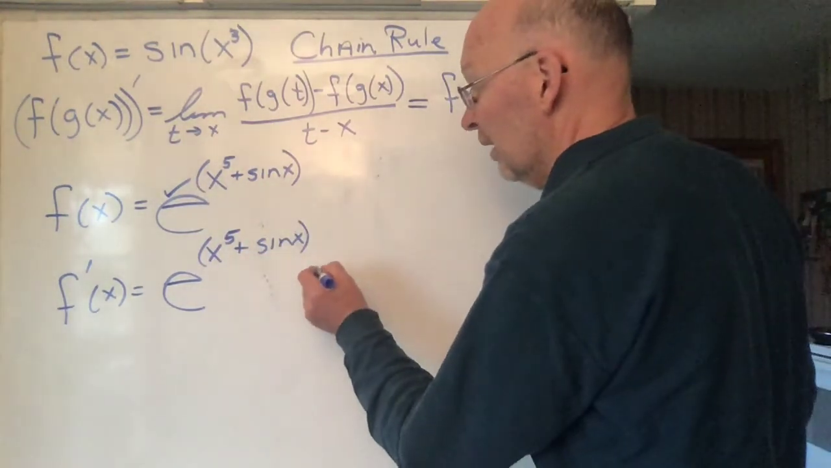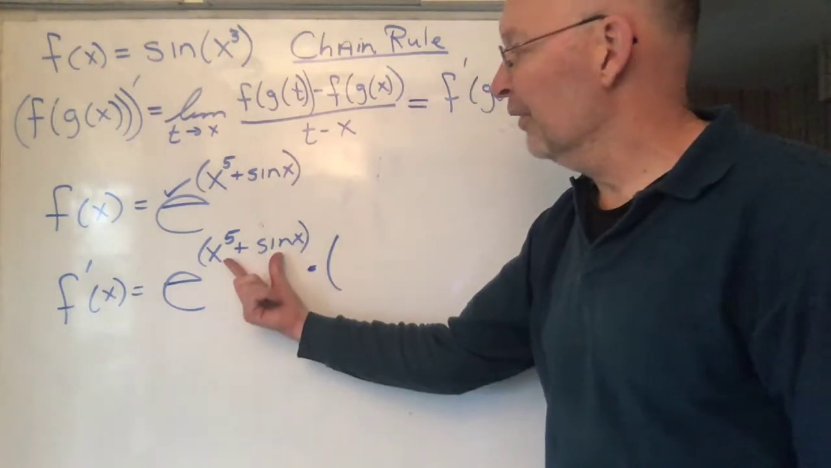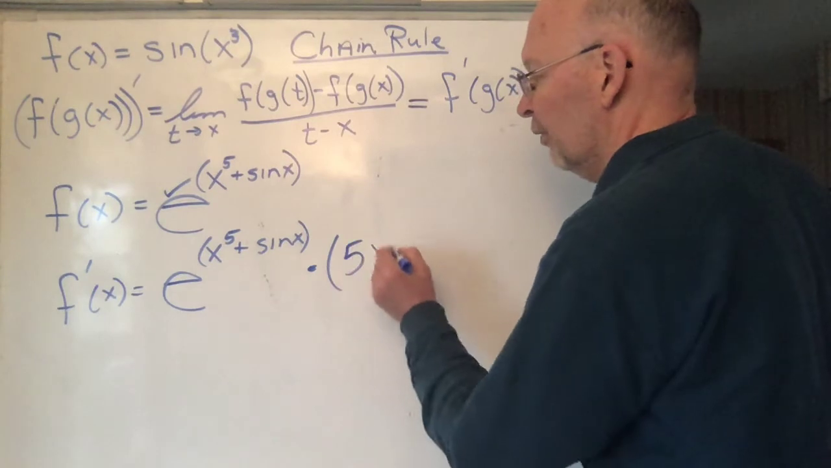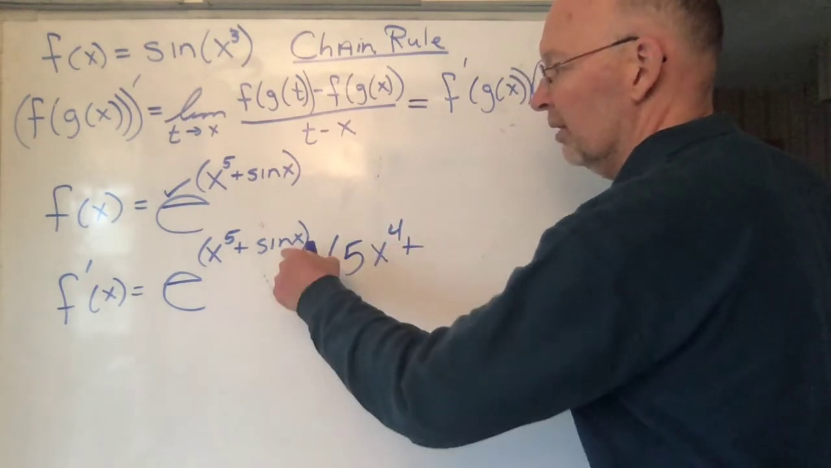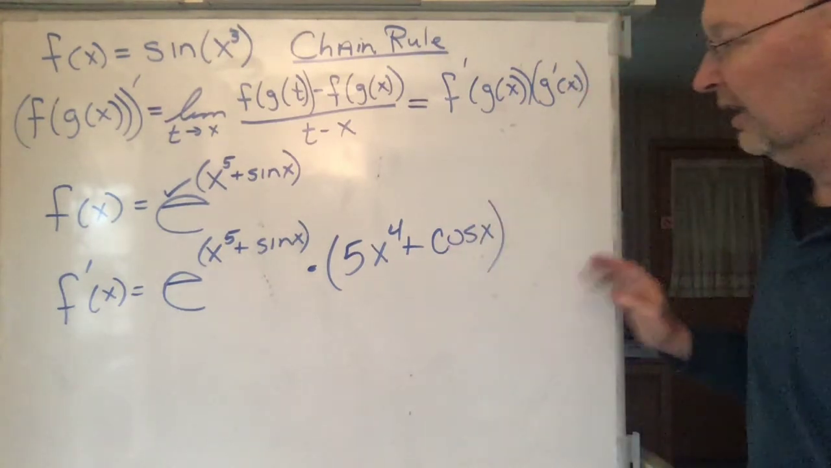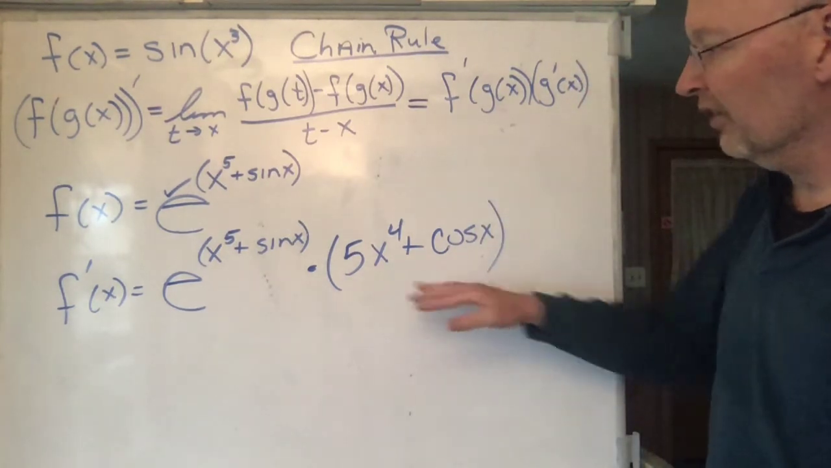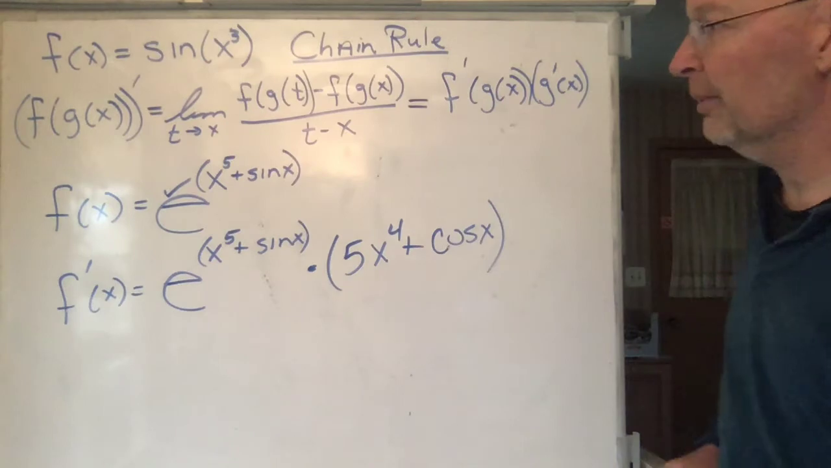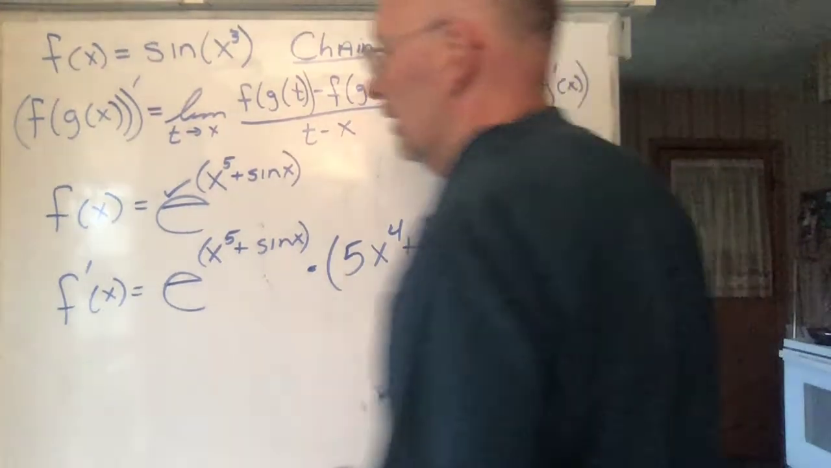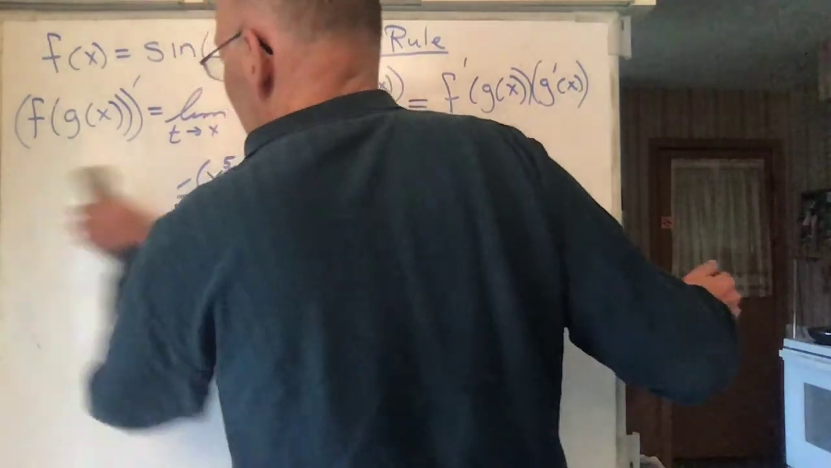Now I multiply by the derivative of this thing. The derivative of this thing is 5x to the fourth plus cosine of x. There you go. And again, make sure you have your parentheses there, because this whole thing has to be multiplied by that. Okay? Let's try another one.